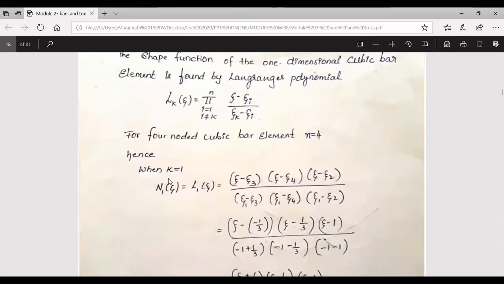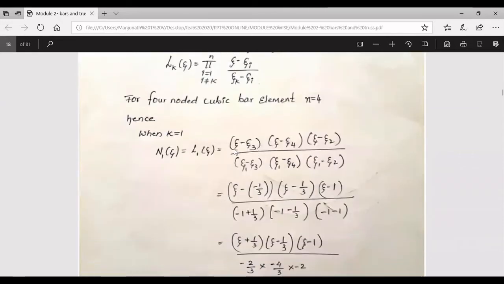Hence, we need to find the shape function at node number 1, so k is equal to 1. So N1 of zeta is equal to, here the kth node is 1, so zeta 1 takes the place of k, then the remaining nodes are 2, 3, 4. So zeta minus zeta 3 divided by zeta 1 minus zeta 3. For i equal to 2, 4, 3, we are going to write it, and k will be equal to 1. So the equation becomes like this.